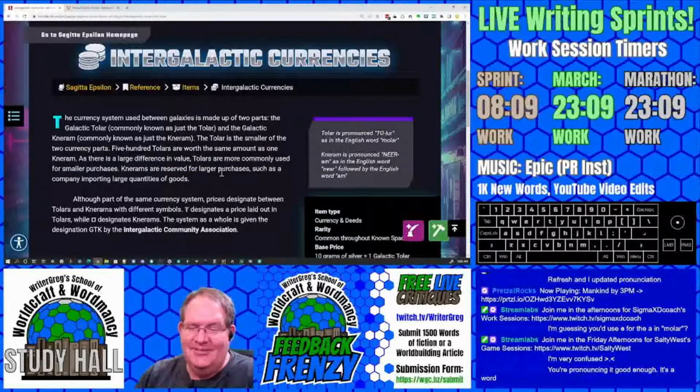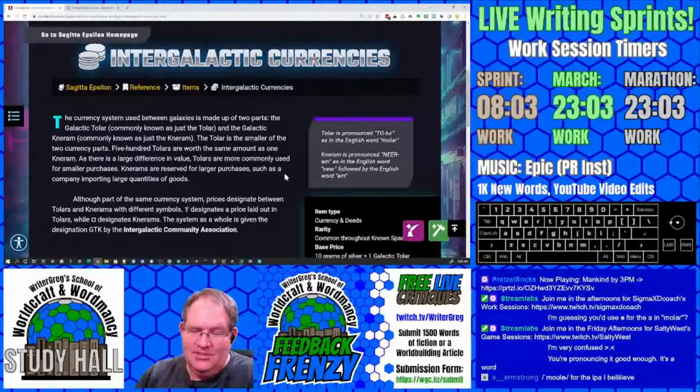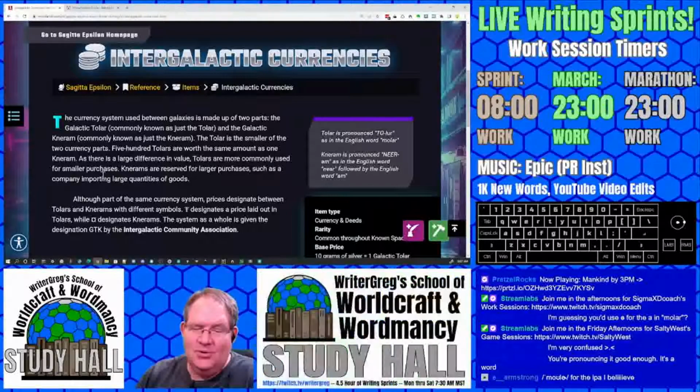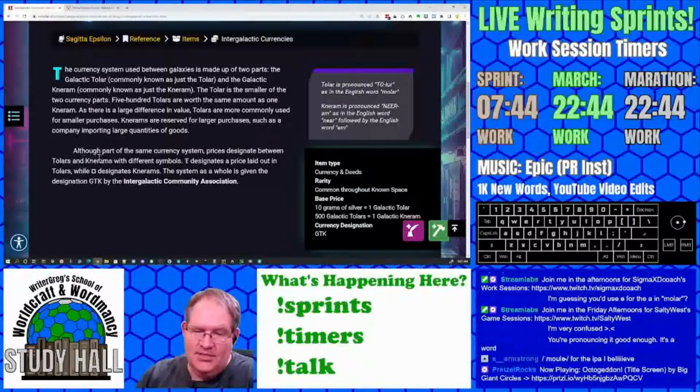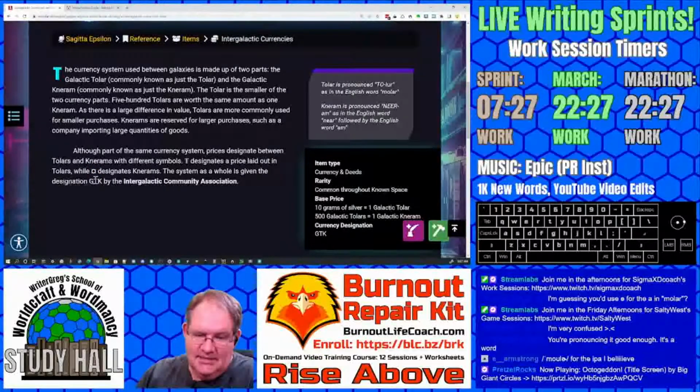As there is a large difference in value, tollers are more commonly used for smaller purchases. Nirams are reserved for larger purchases, such as a company importing large quantities of goods. Although part of the same currency system, prices designate between tollers and Nirams with different symbols. Okay. T designates a price laid out in tollers, while that designates Nirams. The system as a whole is given the designation GTK by the Intergalactic Community Association.